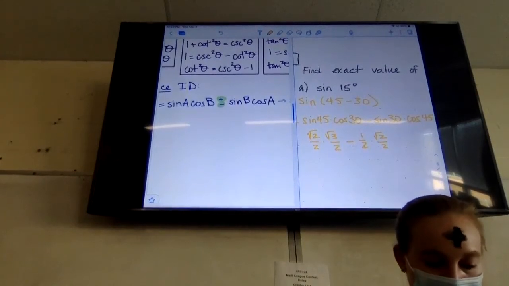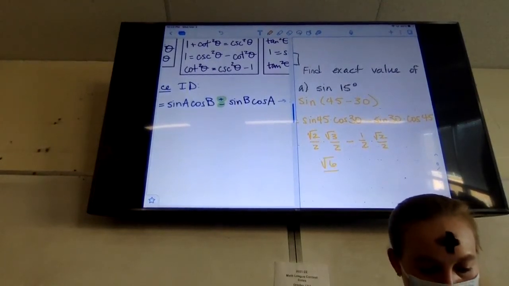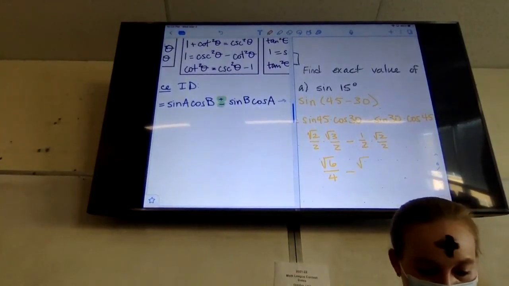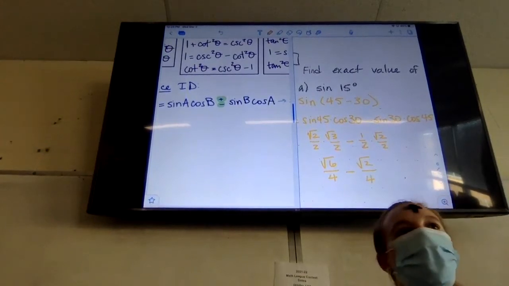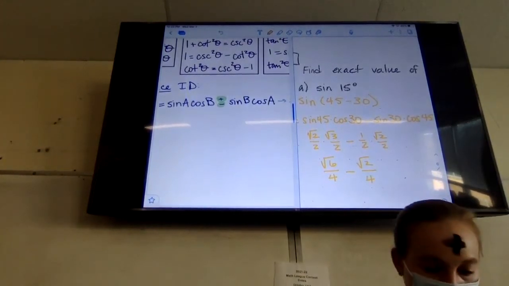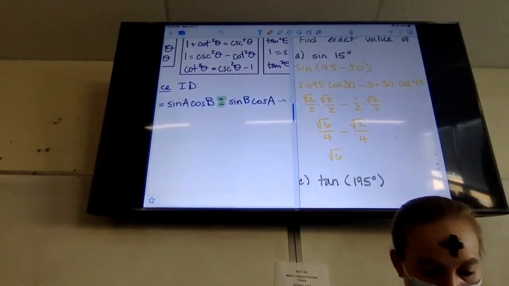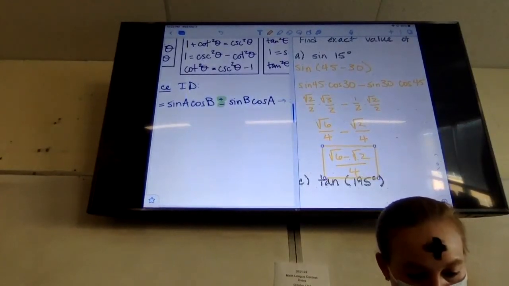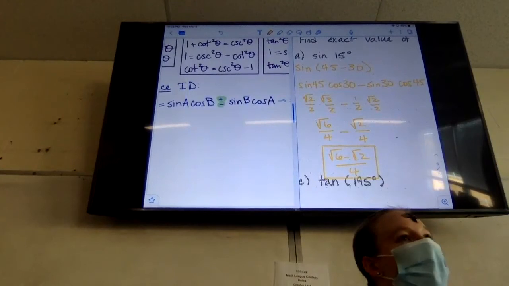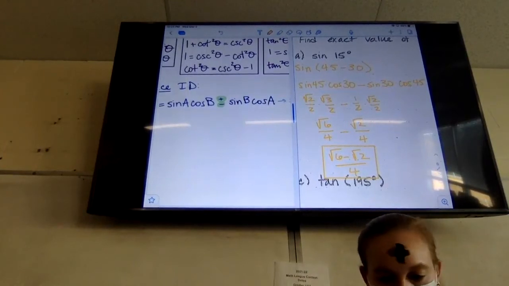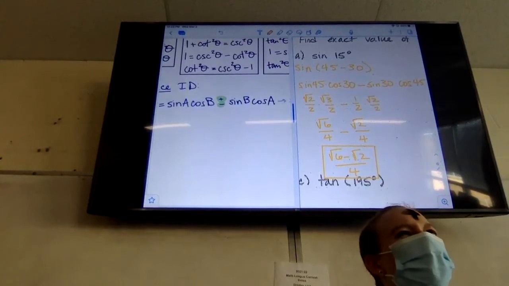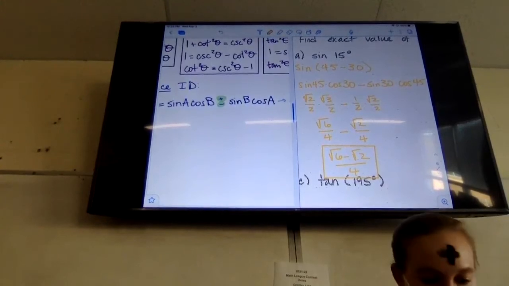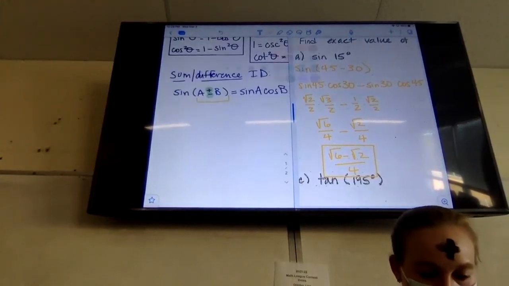Okay, now I multiply those together. Root 2 times root 3 becomes root 6. 2 times 2 becomes 4. Minus 1 times root 2 becomes root 2, and 2 times 2 becomes 4. I've got my denominators ready to go. I'm going to combine these into 1 fraction: root 6 minus root 2 all over 4. All right, so do you kind of see why we're doing that now? A little bit? Okay, I'm going to teach you the cosine and the tangent one, and then we'll go try and do those last 2 problems.